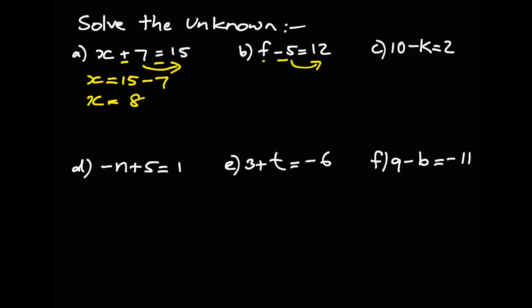Moving on to B, we bring the negative 5 across to get f by itself. So the negative 5 needs to come across as a positive 5. So we get f equals 12 plus 5. So f equals 17.